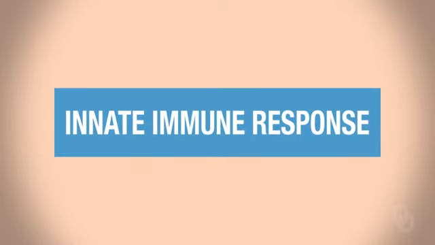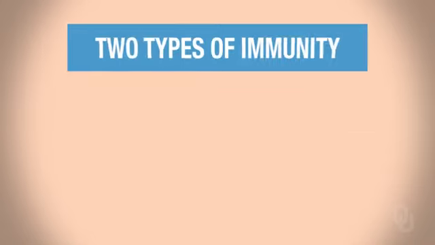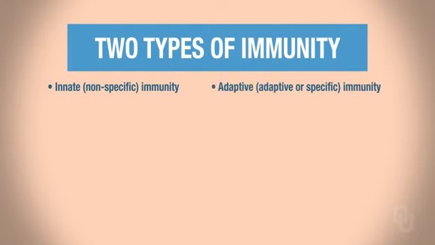So we're going to go ahead and continue our discussion of the immune system, and we'll be discussing innate immunity. Now, before we discuss innate immunity, you need to understand that there's actually two different types of immunity. One of those being innate immunity, which is also called non-specific immunity, and the other is called acquired or adaptive immunity, which is also known as specific immunity.